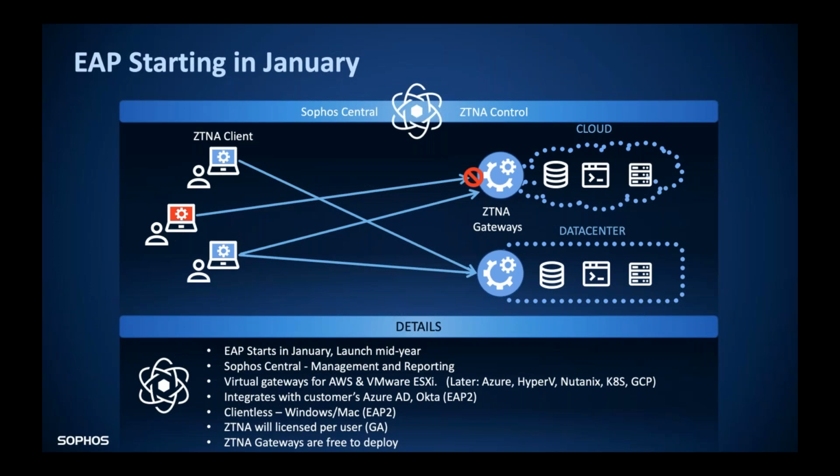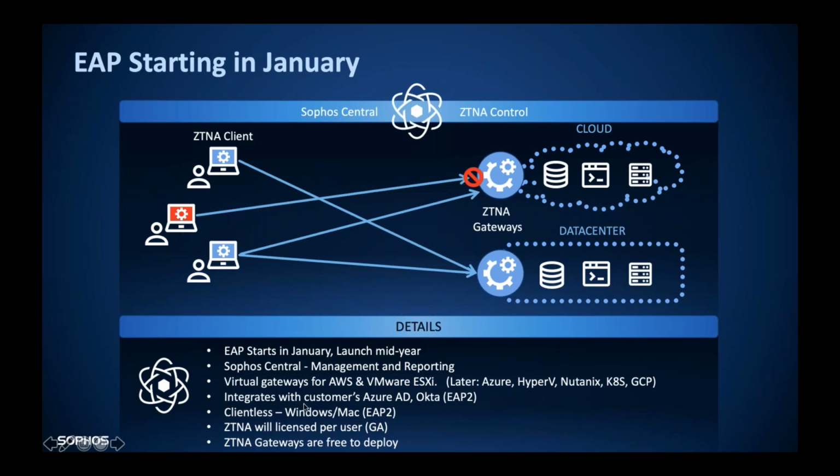Sophos Central will be, as I said, the pivotal management and reporting capability, all there. Again, providing a nice story for managing all your IT security needs from Sophos Central, including ZTNA. You will have virtual gateways customers can deploy on AWS and on-prem for VMware ESXi, allowing you to provide security for both use cases where customers have cloud-based apps and on-prem apps that need protection and access control. And it will integrate with customers' Azure AD solution for identity and later other solutions.